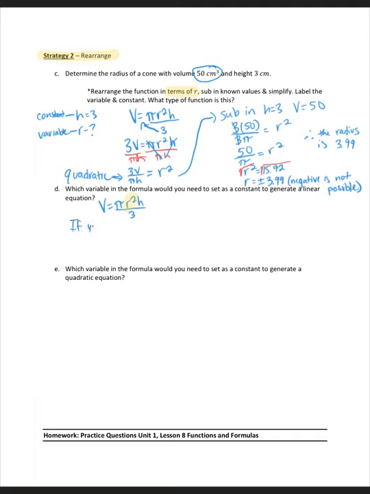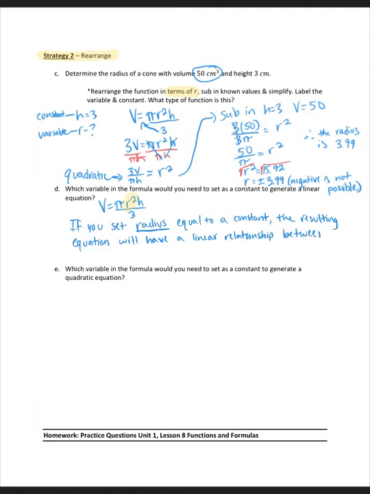So let's just say if you set radius, underline, if you set radius equal to a constant, the resulting equation will have a linear relationship between the other two variables that were in this situation, which were your height, or your h, and a volume, or v.